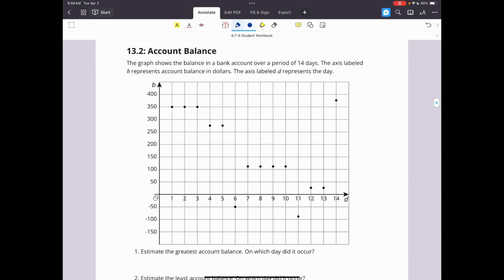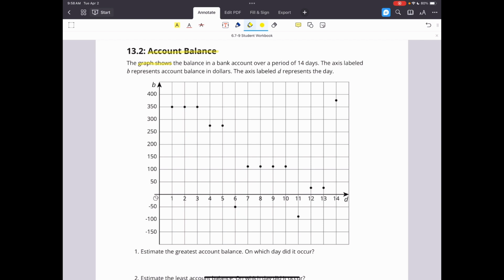So let's take a look at it in a real world context of how we could plot points on a graph that actually means something. And a big thing is account balances. So money. It says the graph shows, and that's a key thing right there on the state test and on different tests that you take, like the NWEA. If it says that the graph shows it, it means you're going to need to interpret the graph and read it, and you have to be able to know how to read those different parts.